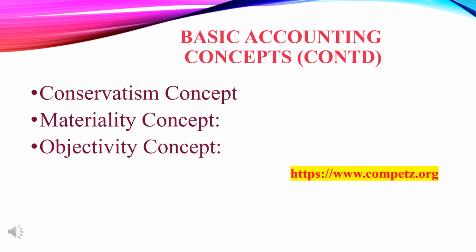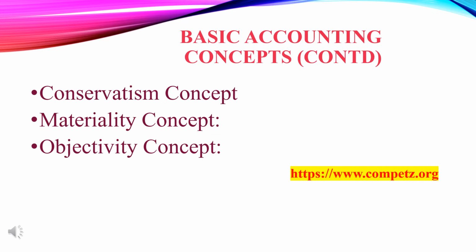Conservatism means this concept requires that business transactions should be recorded in such a manner that the profits are not overstated. Understood the meaning? Profits should not be overstated. All anticipated or forecasted losses should be accounted for, but all unrealized gains should be ignored. Unrealized means the gains are not realized yet. That should be completely ignored. That's why it's stated that profit should not be overstated.